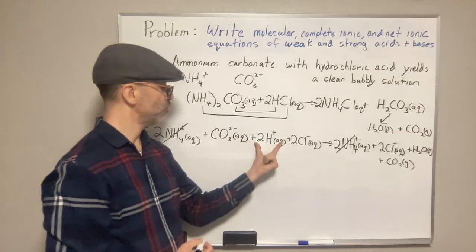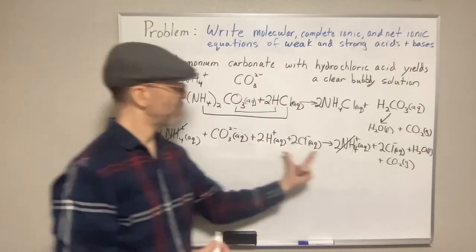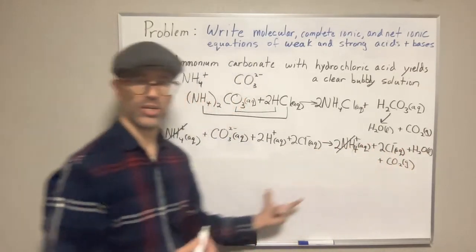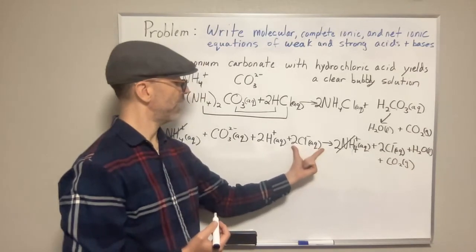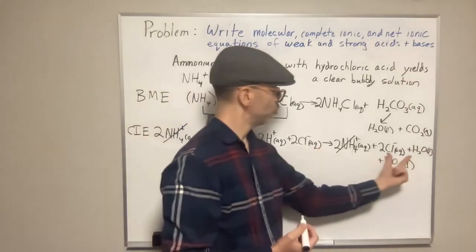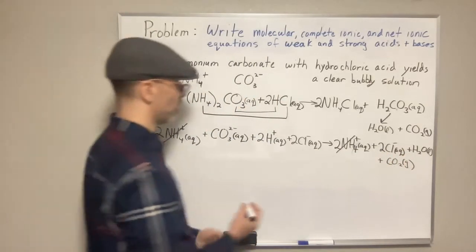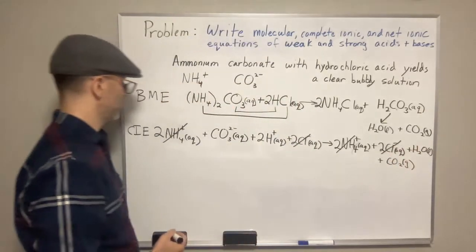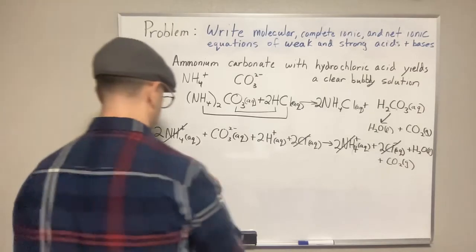Same for the H plus. Here we have H plus aqueous, 2 of them, but we don't have any H plus here. So there's a change there. So that is also part of the reaction. 2 chloride ion aqueous over here, 2 chloride ion aqueous over there. So that is a spectator ion, no change. So we can remove that. Now everything else stays and we write our net ionic equation.